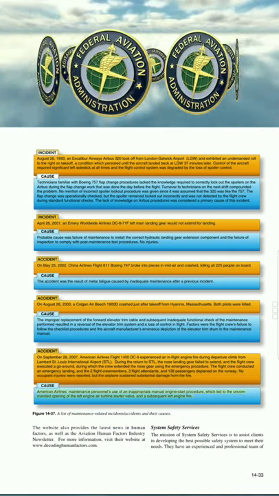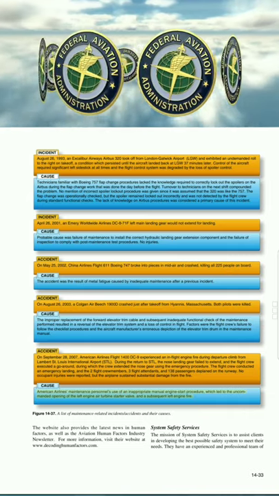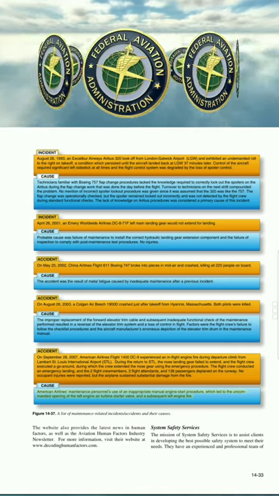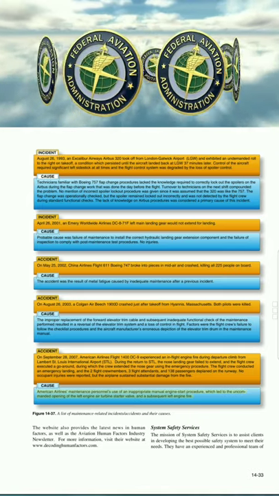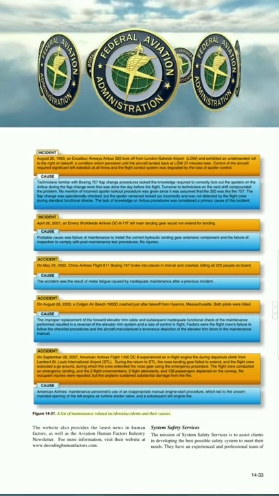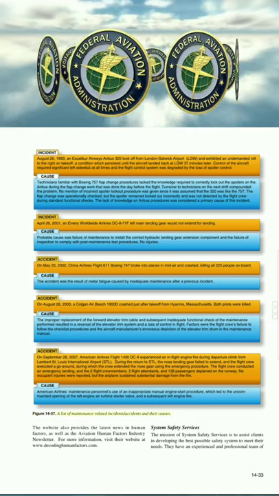Cause. American Airlines maintenance personnel's use of an inappropriate manual engine start procedure, which led to the uncommanded opening of the left engine air turbine starter valve and a subsequent left engine fire. Figure 14-37. A list of maintenance-related incidents/accidents and their causes.